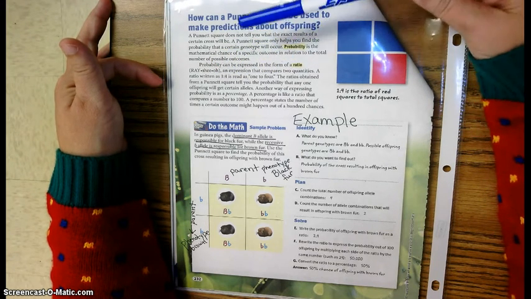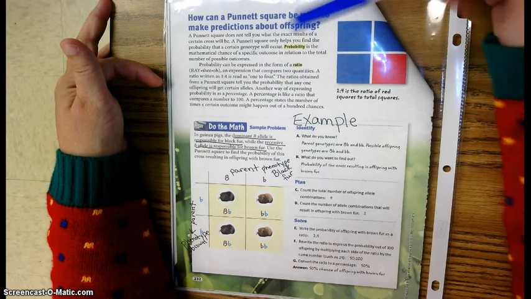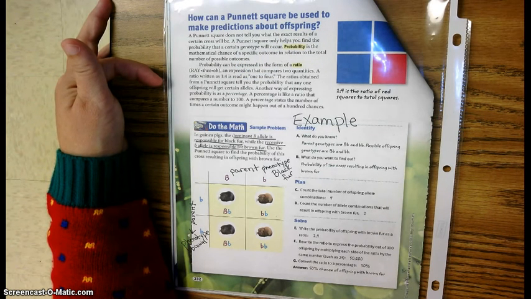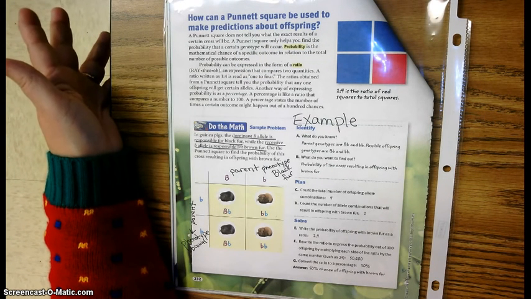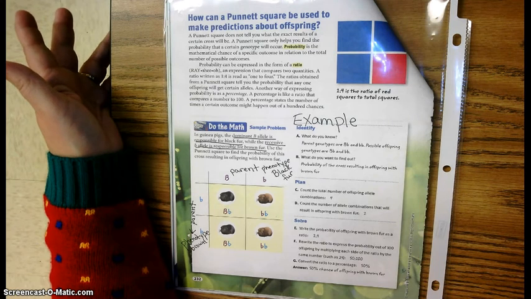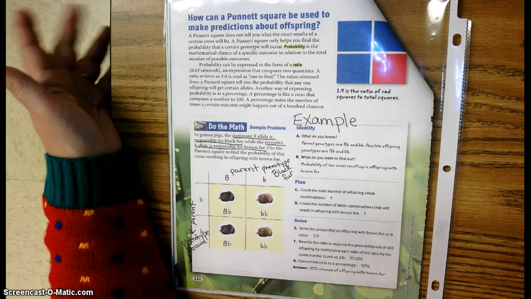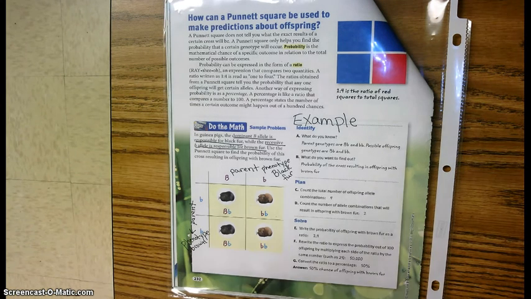The ratio obtained from a Punnett square will tell you the probability that one offspring will get certain alleles. You could also represent this as a percentage. A percentage is like a ratio that compares to a number of 100. We sometimes use a fraction, right? 1 out of 4 is 25%.